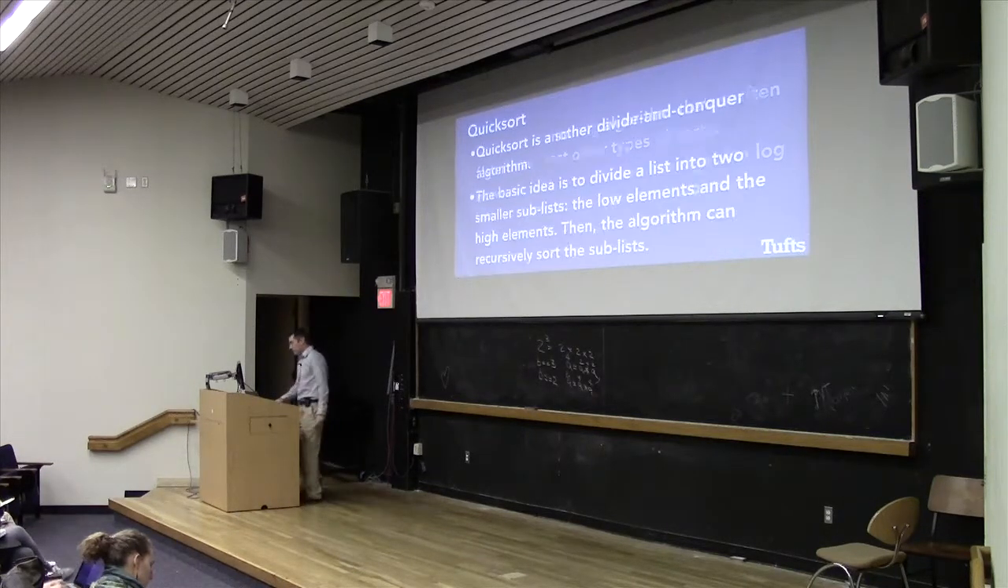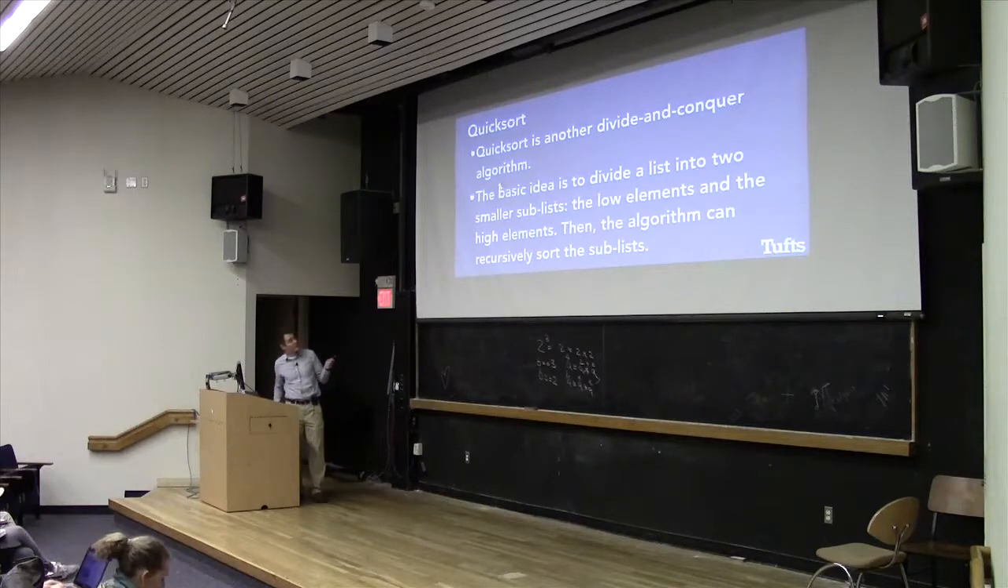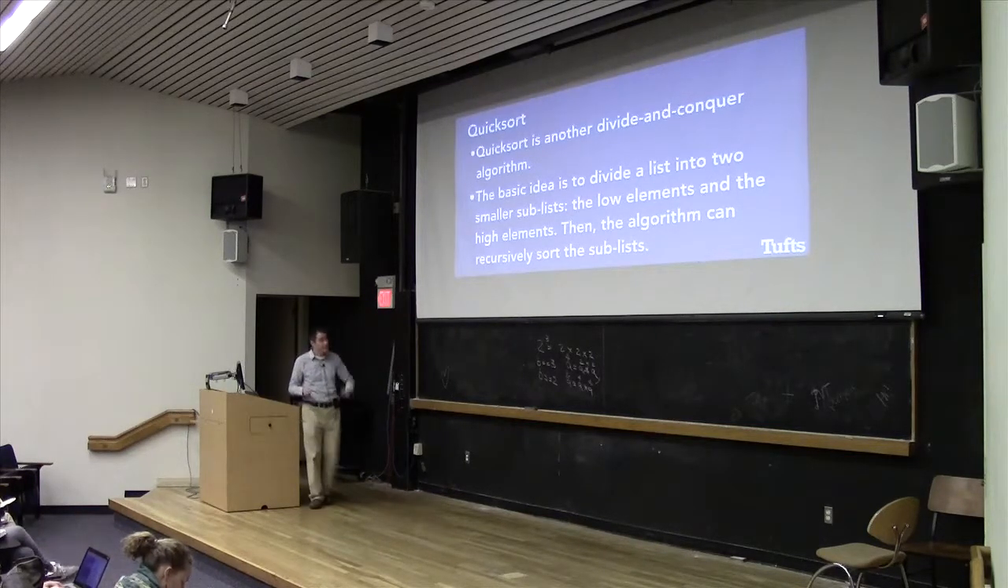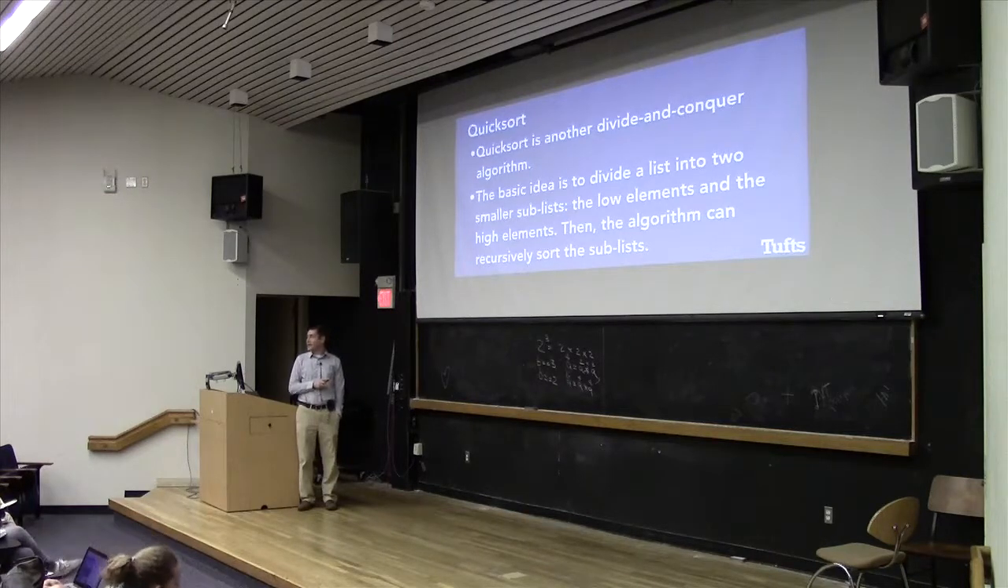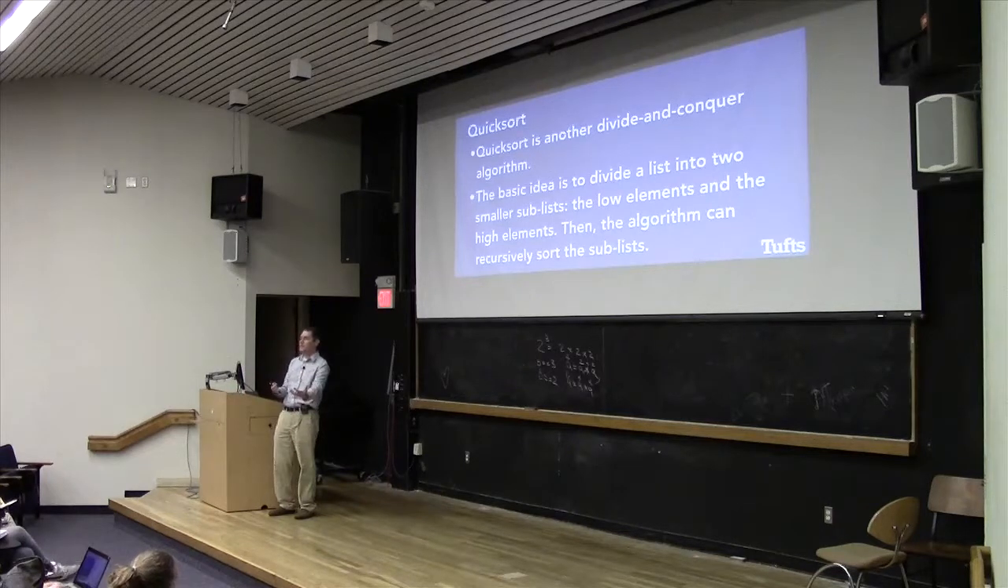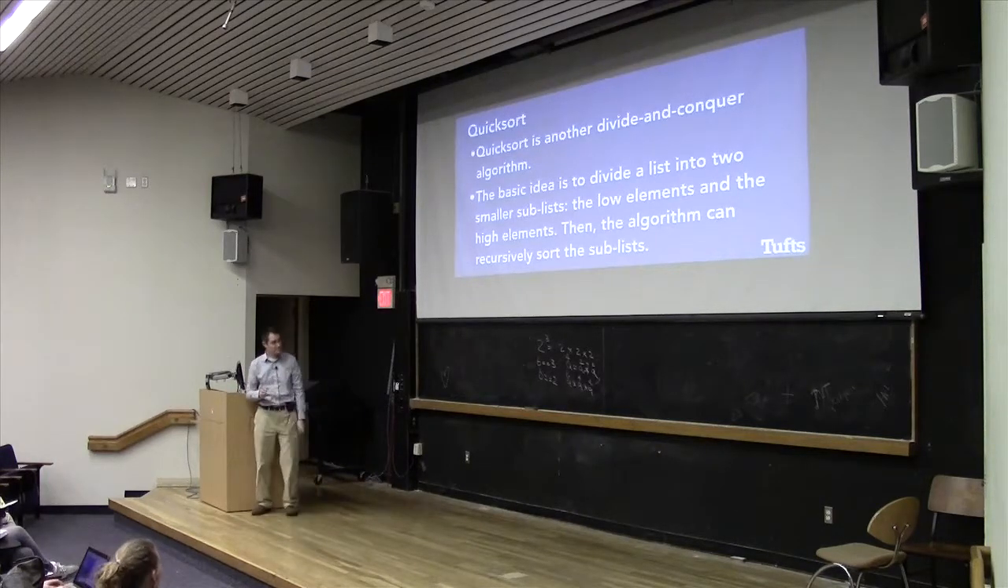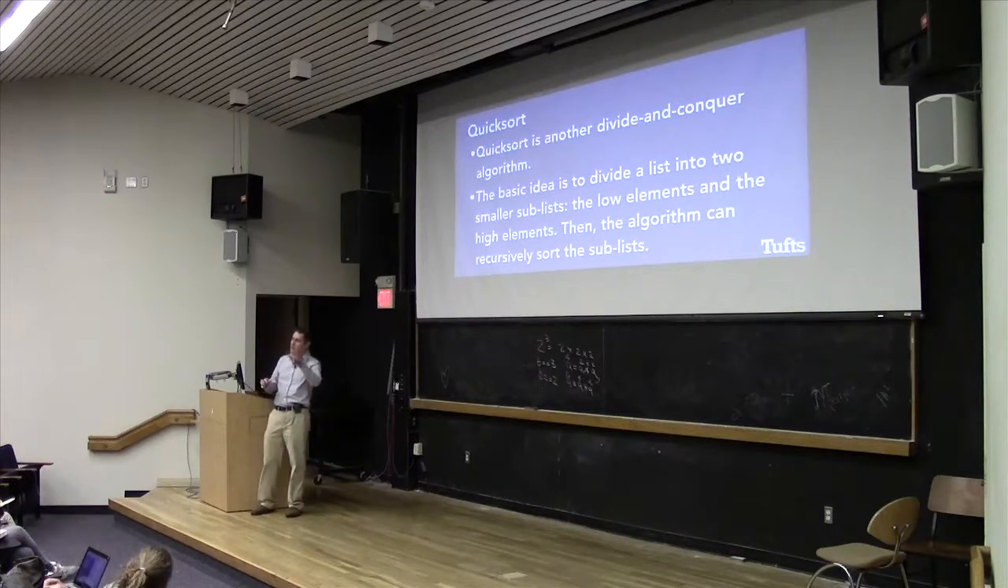Here's the idea with quicksort. First of all, it's another divide and conquer algorithm, which means it's going to be order n log n normally. Okay? Basic idea here is to divide the list into 2 smaller sublists. The low elements and the high elements. The low elements on one side, high elements on the other. And then once you've got the low elements on one side and the high elements on the other, you recursively sort those individual lists.